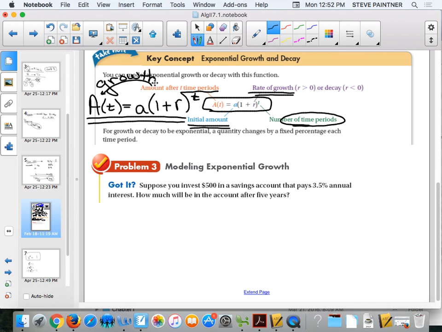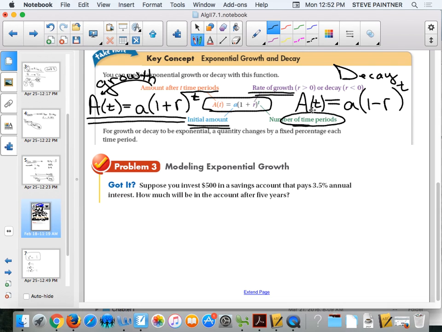So what do we use for decay? It's almost the same thing, but decay looks like this. Start with this number A, 1, not plus r, it's going to be 1 minus r, to the t power equals A sub t.